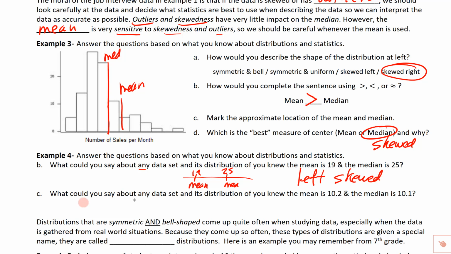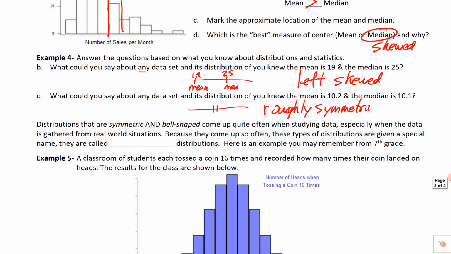And it says, what could you say about any data set and its distribution if you knew the mean is 10.2 and the median is 10.1? Well, if we located the two of those, 10.2 might be right here and 10.1 is right there. They're really close to each other. So what we'd say here is that it's roughly symmetric. Roughly symmetric.